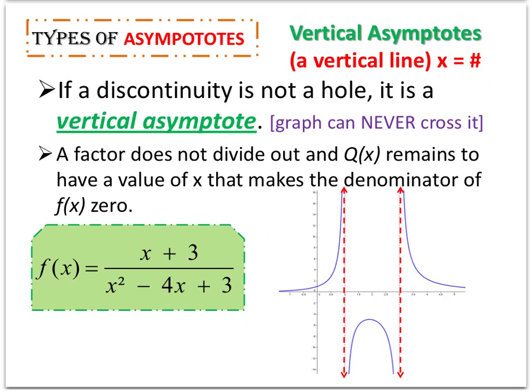A vertical asymptote is an asymptote that will occur whenever we have values of x in our denominator that cannot be divided out. So vertical asymptotes are values that make our denominator equal to 0. Now you can see these represented right here in this graph. So we represent vertical asymptotes with the equation x equals a number, and these x values make my denominator equal to 0. Now our graph can never ever ever cross over vertical asymptotes.